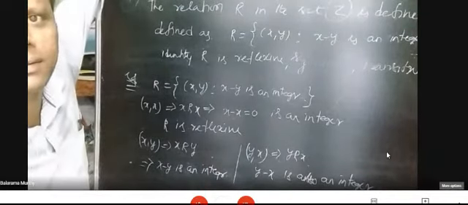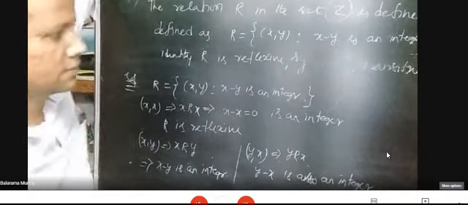If x minus y is an integer, what does it mean? Y minus x is also an integer. Clear or not? Clear. For example, I am taking 1 comma 5.